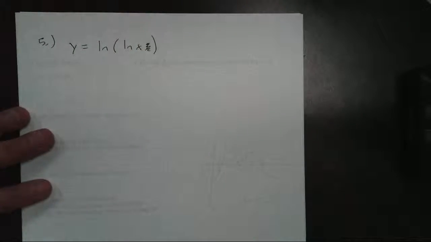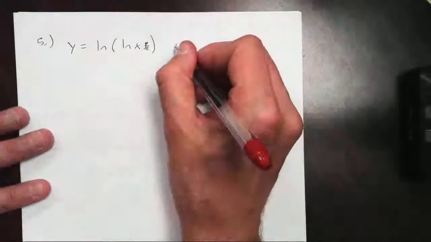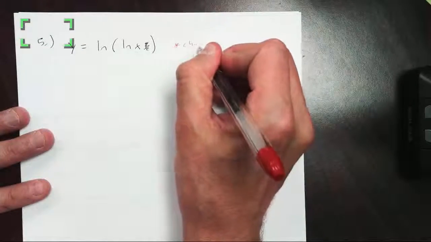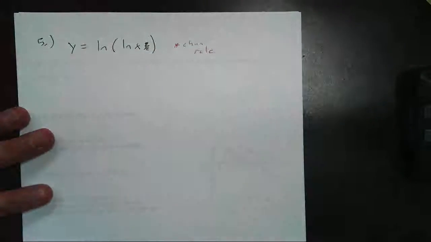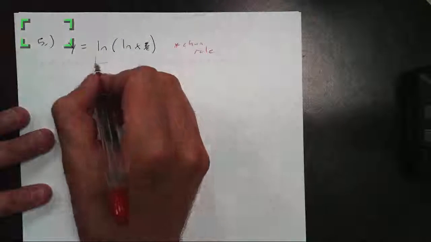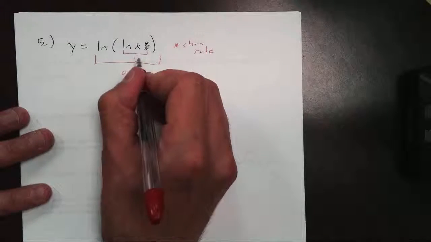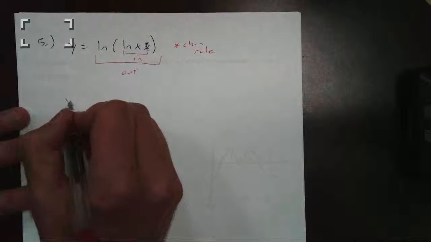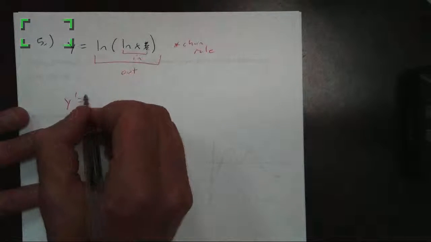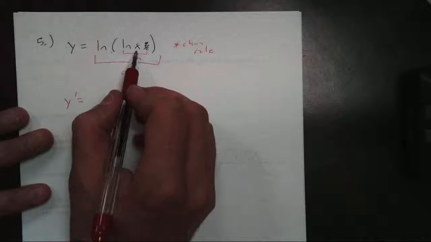So when I take the derivative, this is a chain rule right here. We're going to be using our chain rule. Remember what the chain rule says? Take the derivative of the outside times the derivative of the inside. So when I take my derivative, the derivative of the outside is the natural log of the natural log.